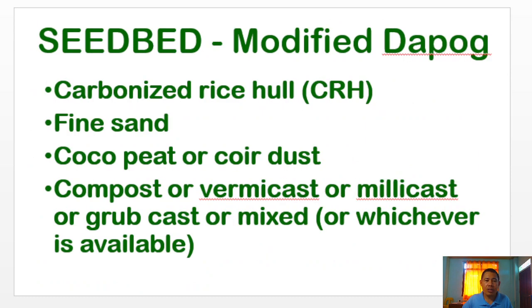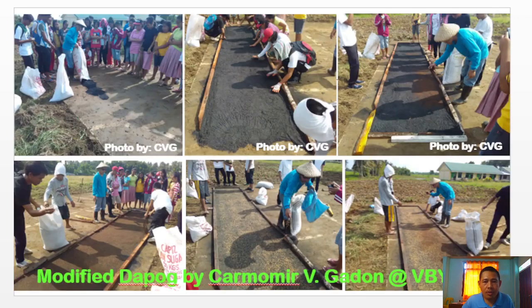So here is the composition of the seedbed in the modified Dapog: carbonized rice hull, pine sand, coco peat or coir dust, compost or vermicast or mix, whichever is available in your locality. So this is modified Dapog. These photos were taken at Vicente B. Ilagan National High School in San Isidro, Bongabong.